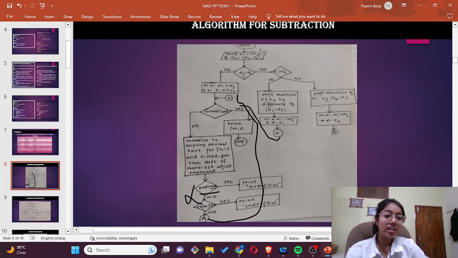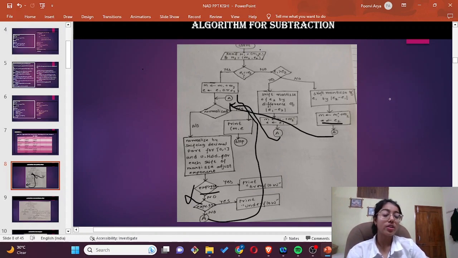Here this A goes here, and then we check if it is normalized or not. If it is normalized, then we print m and e. If it is not normalized, we go here and follow these steps again. If e1 is not greater than e2, that is e1 is less than e2, then we shift the mantissa of e1 by the mod of e2 minus e1. And then we store m1 plus m2 in m, and here we take e2 as the e. Again we go to A here, and this step is followed again.